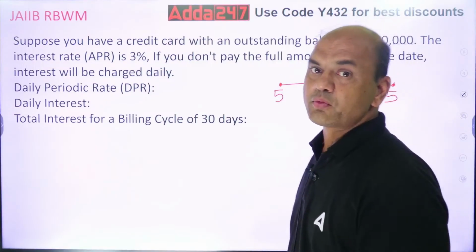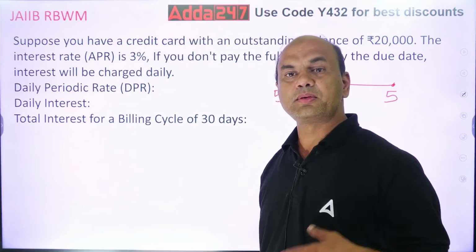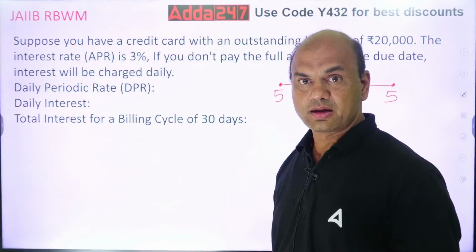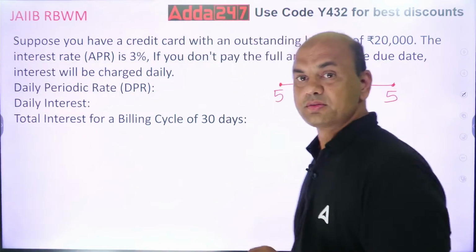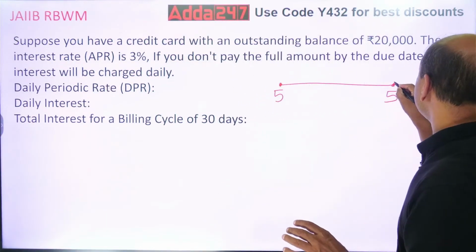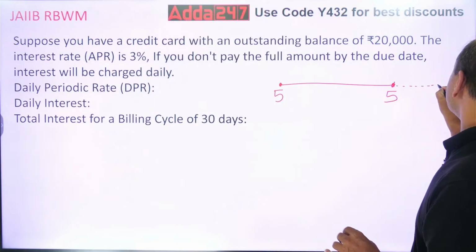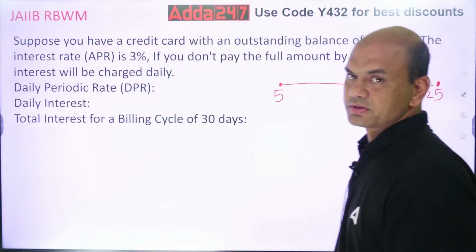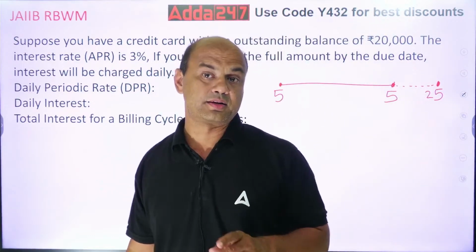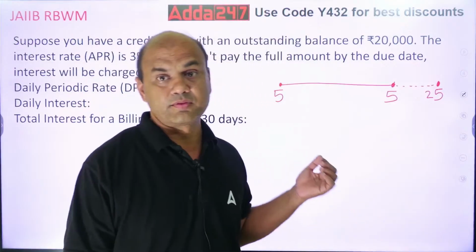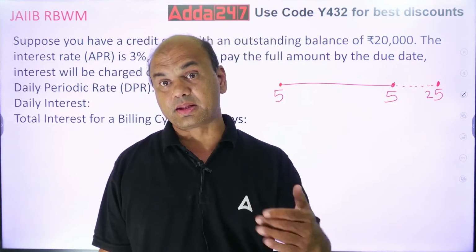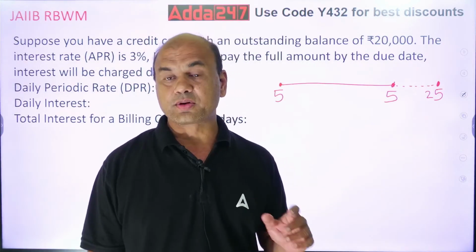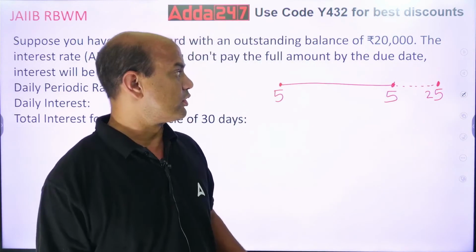Now what does this mean? If I'm being billed every month on the 5th, then I'll have to pay within 20 days from the 5th, so I'll have to pay by the 25th at any cost. I get 20 days whenever I have to make the payment after the billing date. This is called a free period, an interest free period.